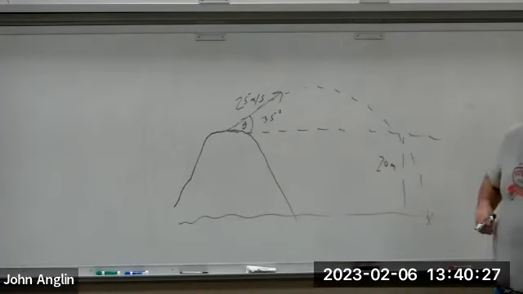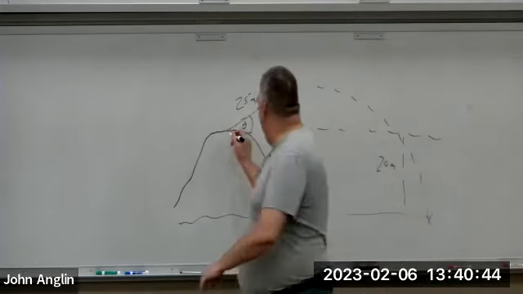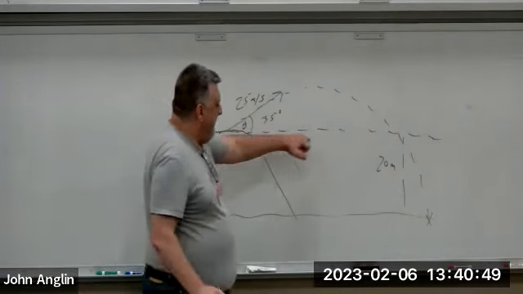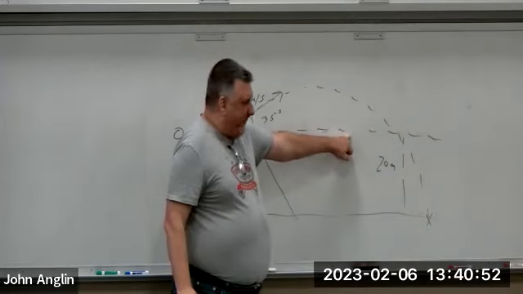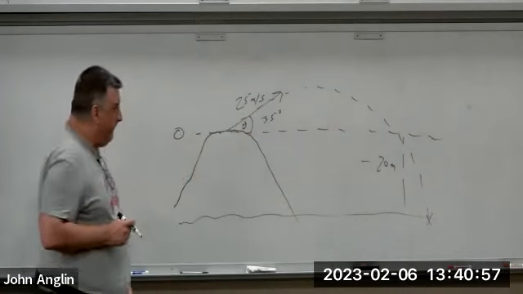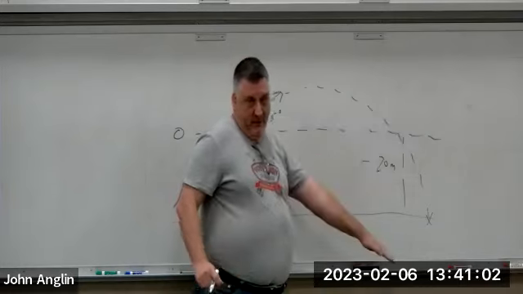So let's say it's 20 meters. Now here's a trick that we can do that should make our life a little bit easier. If we assume the top of the volcano is our 0 point, then the distance from our horizontal at the top to the ground is going to be negative 20 meters, because we picked this to be 0. So anything below that line has got to be negative.